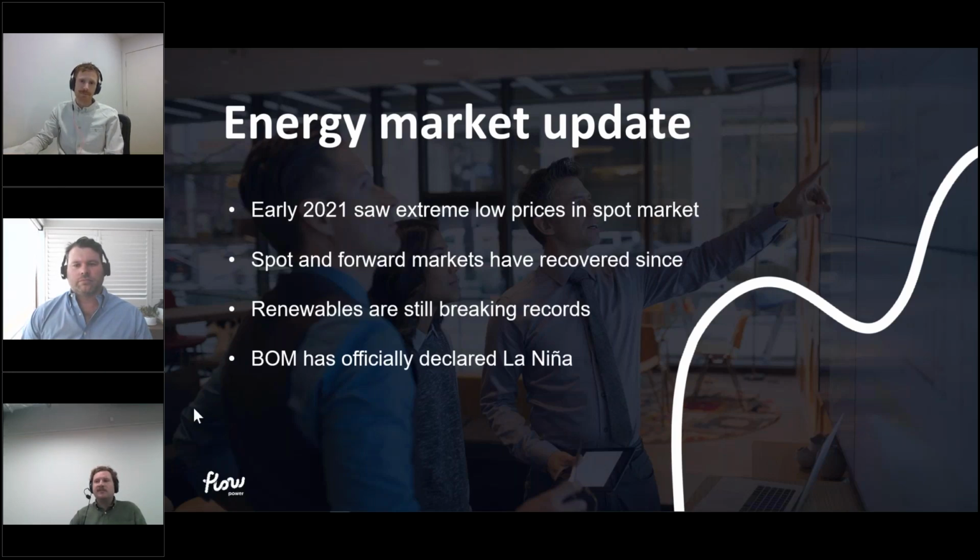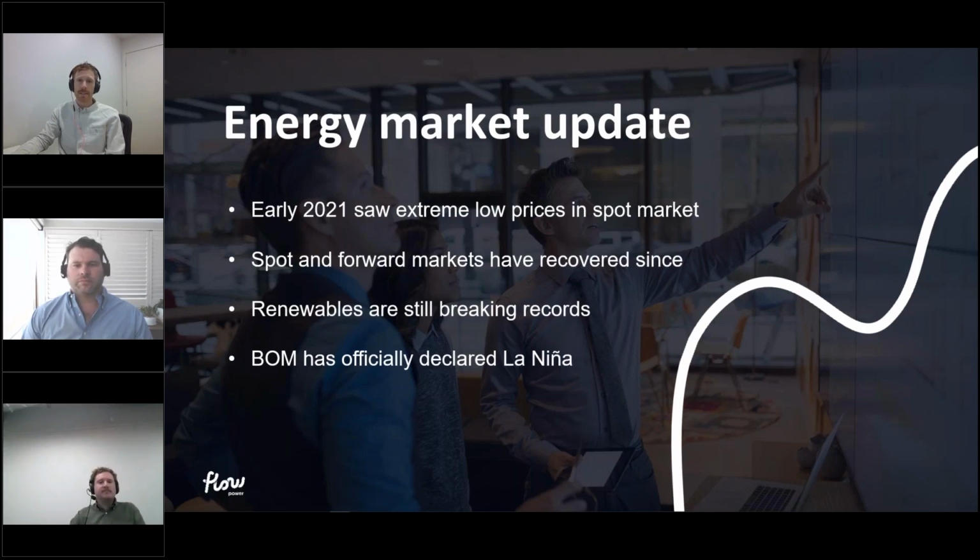Yeah, interesting that we've got obviously La Nina forecast, which I guess is going to be a wetter and more mild summer, but we're still seeing those forward prices pretty high. What do you put that down to? Yeah, that's a good pickup. Summer 2021 was a La Nina summer, and it obviously was very mild, and spot prices were very low.